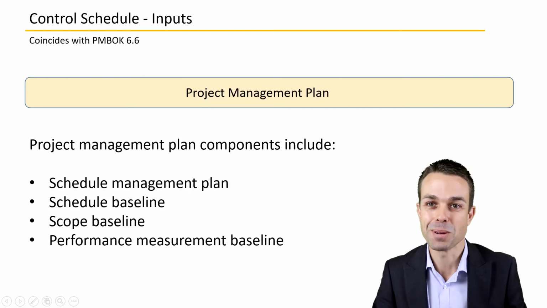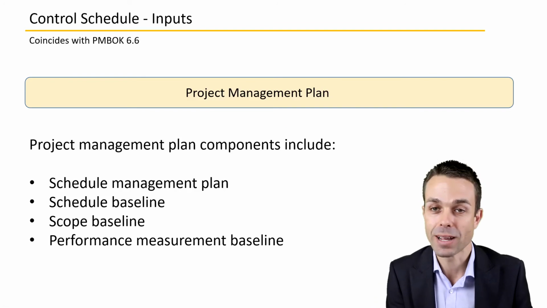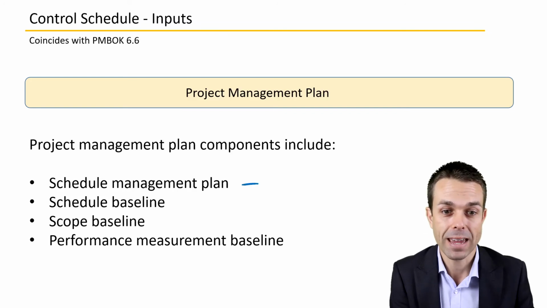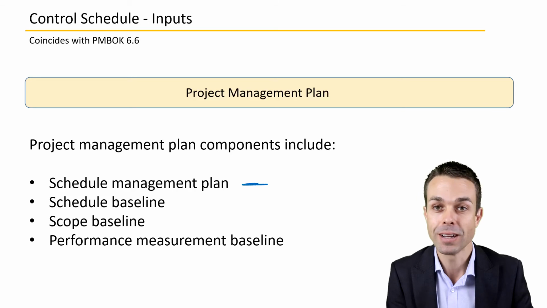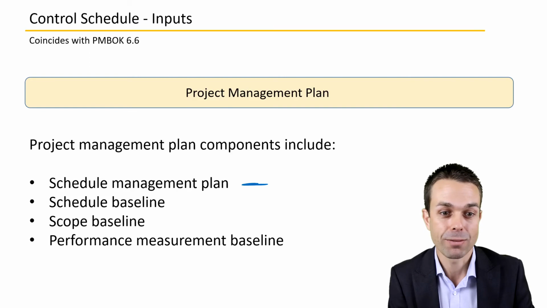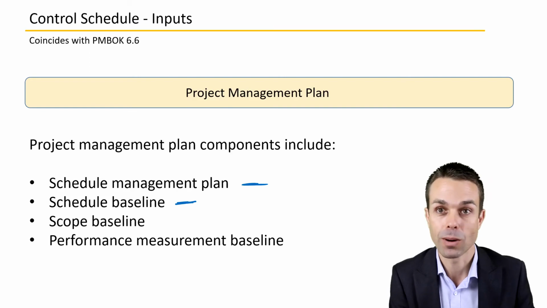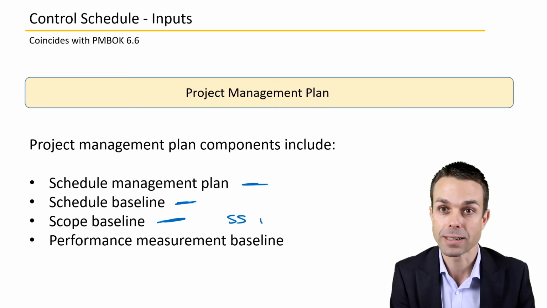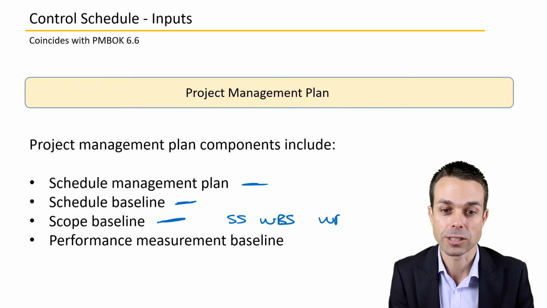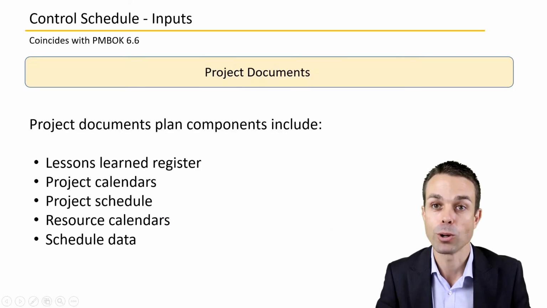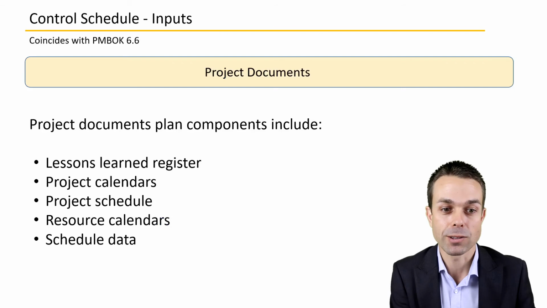Let's look at the inputs in a little bit more detail. The project management plan as an input for this, of course, we're going to need the schedule management plan. So what was the process that we agreed upon to create and manage our schedule? Let's abide by that. We'll have the schedule baseline. So what did we agree and what milestones did we agree upon? The scope baseline, so our scope statement, work breakdown structure, and work breakdown structure dictionary. All of those things are our scope baseline. And performance measurement baseline.